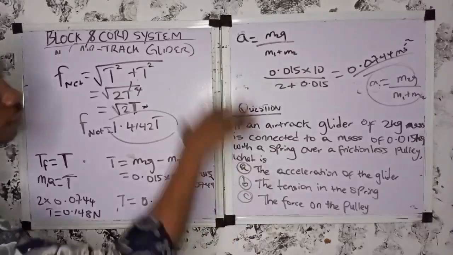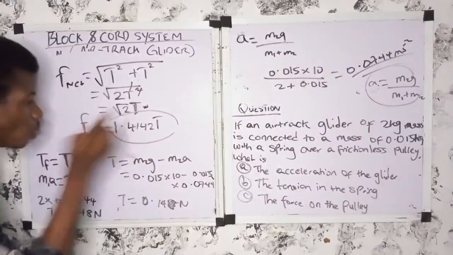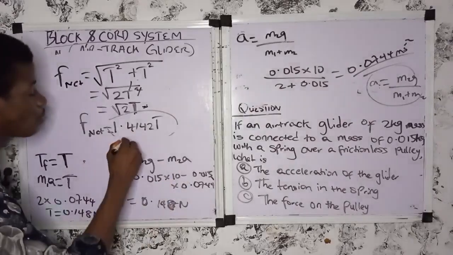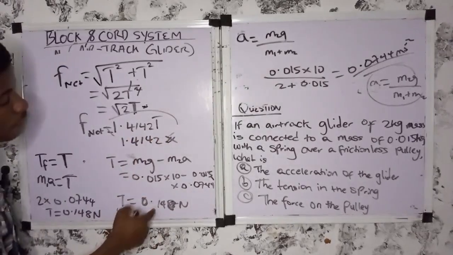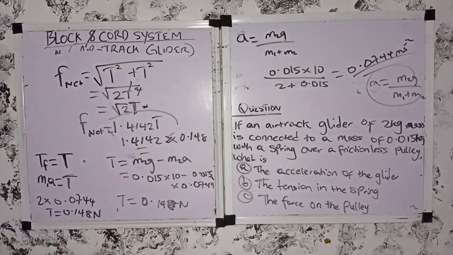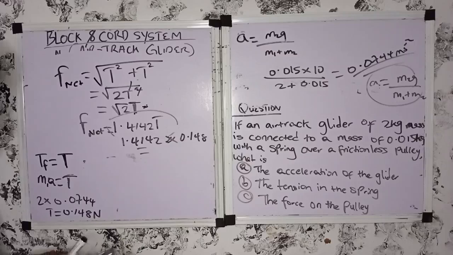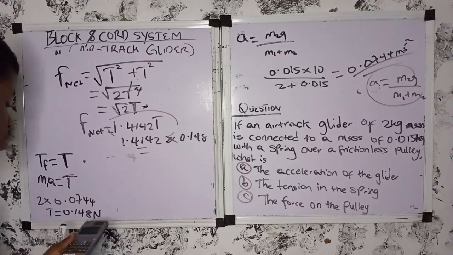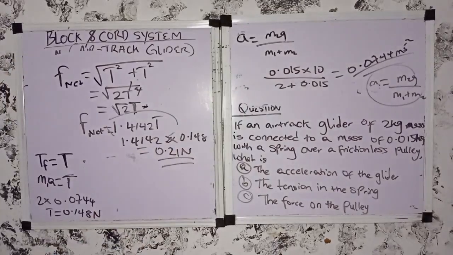Don't worry about it. Worry about the force on the pulley. Remember, I told you that the force on the pulley is equal to root 2 times tension, or we can use 1.4142 times the tension. So let's use this one straight: 1.4142 times our tension, which is 0.148. That gives us 0.21 Newton. So this is the total force, or the net force, on the pulley.